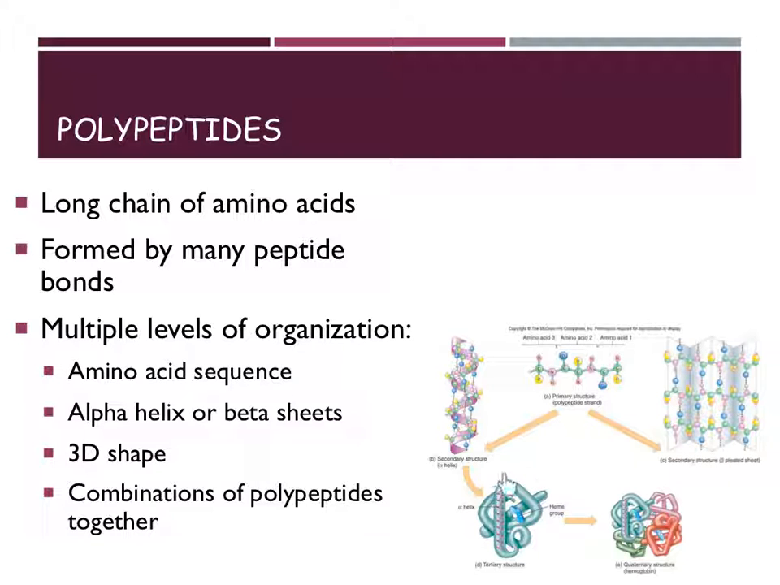From there, we get a three-dimensional shape. And then if our protein is made up of multiple polypeptides, I get a fourth level shape. We're going to talk about this in a lot more detail when we do protein synthesis, and we'll do some modeling activities.